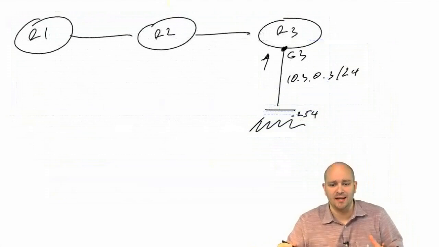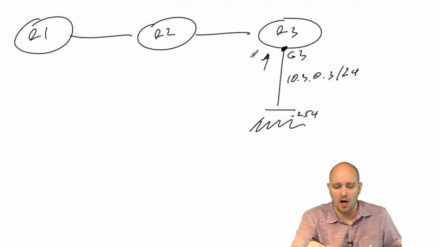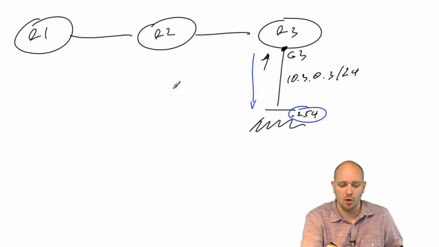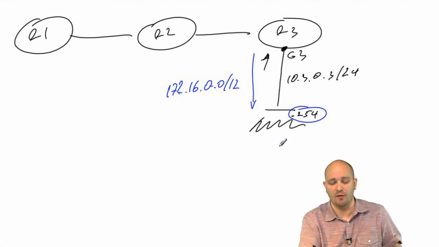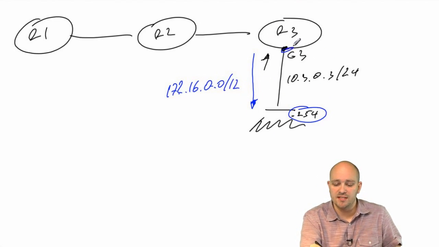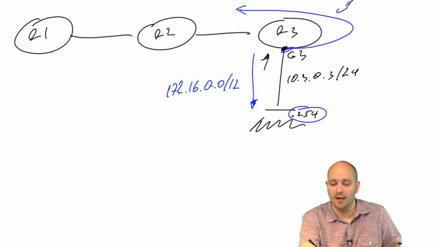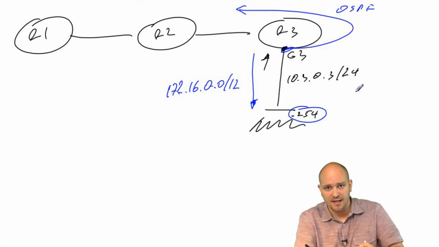What I'm going to be doing next is adding a static route on my R3 pointing to this IP address as the next hop, for example, for the 172.16.0.0/12 network. So I want to add this static route here, and then I want to redistribute this static route into my OSPF that is already running and is configured here. So let's take a look at that.